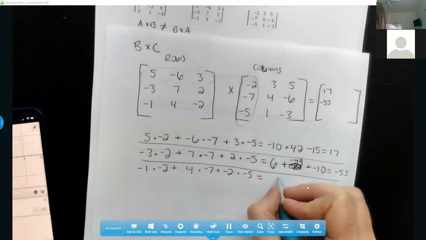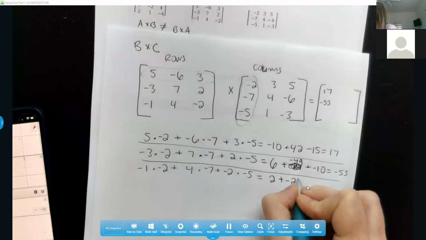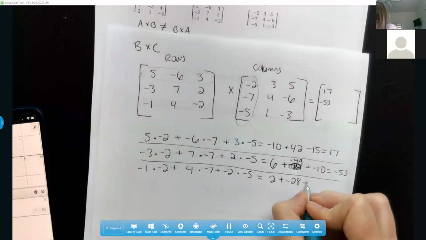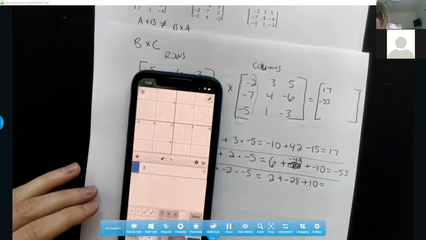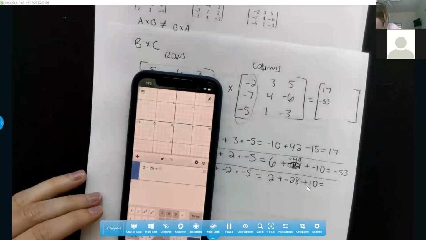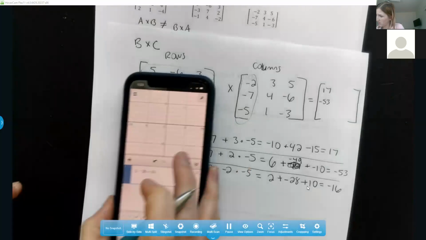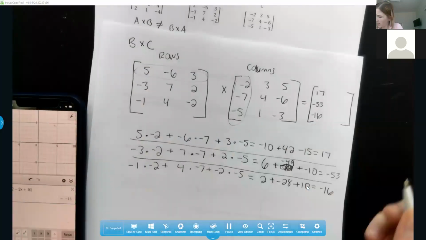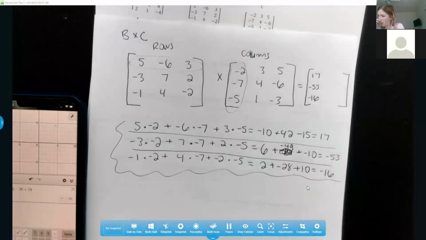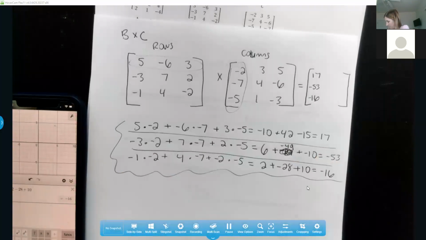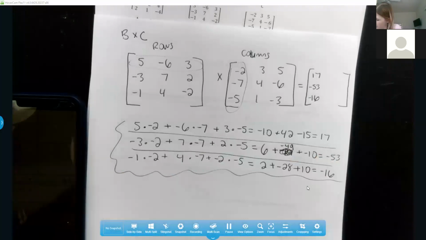All right. 2 plus a -28 plus 10. All right, so 2 minus 28 plus 10 is a -16. All right. We're ready for our next row. So what is first? Well, we already did that. It would be -3. Yep.